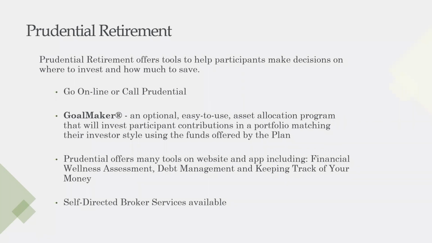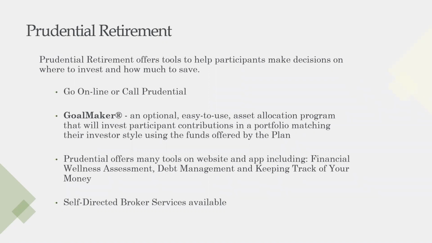So how do they make those choices when they want to enroll and invest? The best way is to go online or call Prudential. And again, I'll get into how they make those elections in a little bit. But the Goal Maker Fund is an optional, easy to use asset allocation program offered through Prudential that will help the participant invest their contributions in a portfolio matching their style. So there are some questions. They're going to look at their age, when they want to retire, what their investment style is, and then taking the funds that we offer, they put together a portfolio that best matches that person's desires in terms of retirement goals.